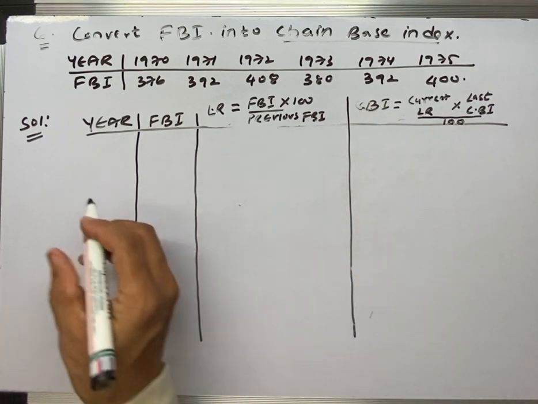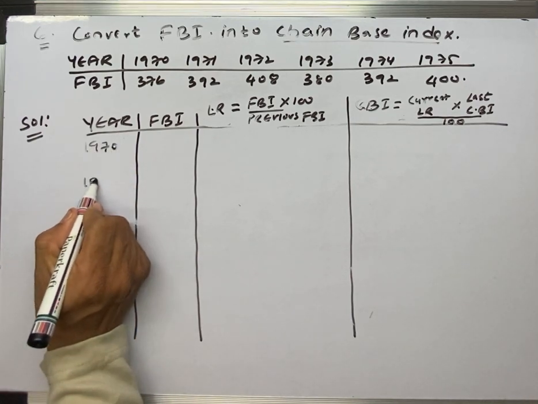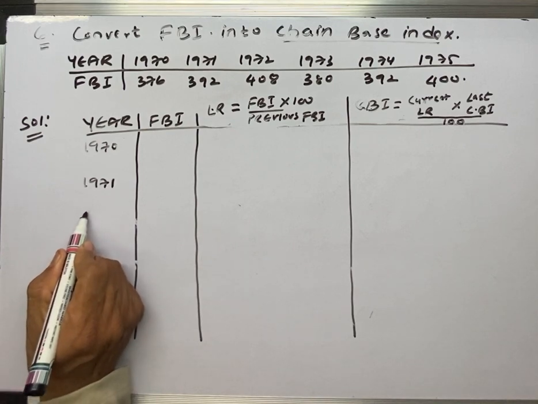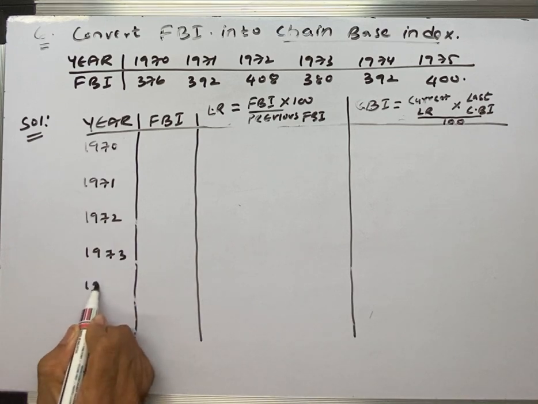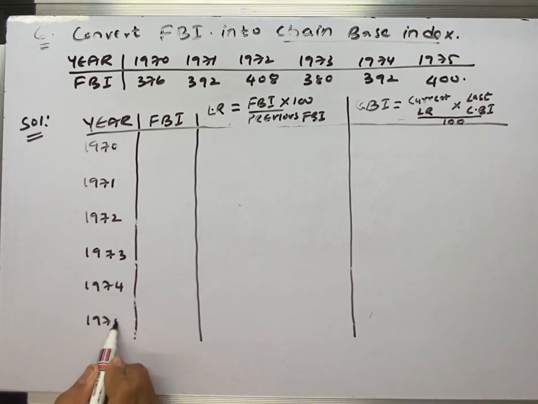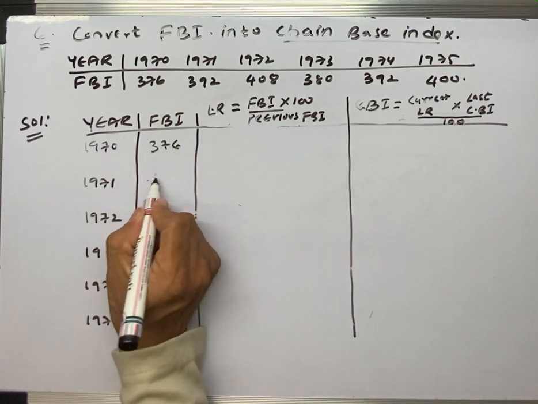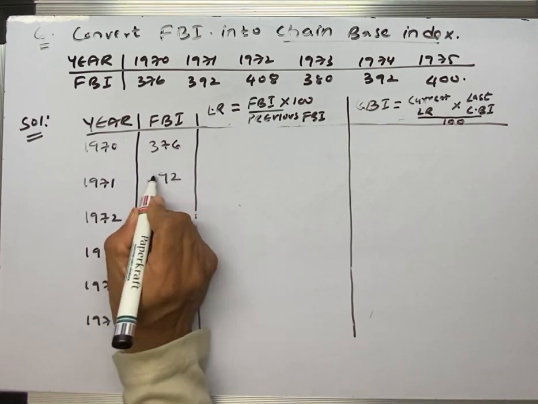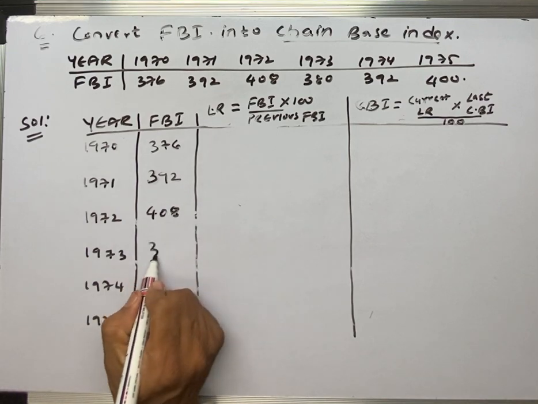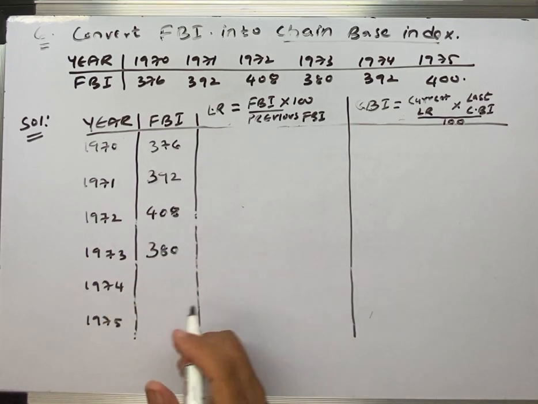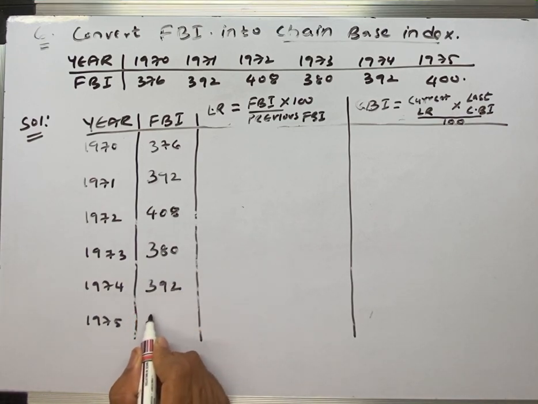Now here is 1970. Then we have 1971, 1972, 1973. The values are 376, 392, 408, 380, 392, 400.